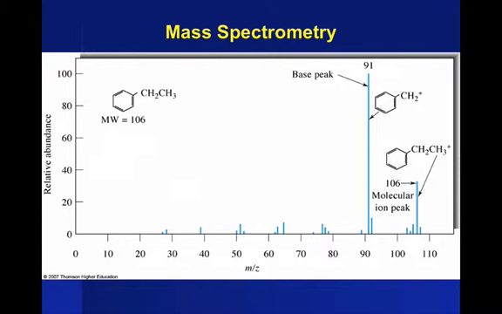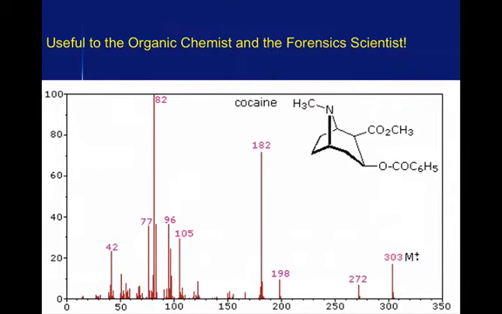It destroys the sample during the analysis because we're removing electrons from it and it decomposes. Okay? This technique is also very useful for forensic scientists. This is how they determine illicit drugs, for the most part, is by mass spec. Okay? So this is a structure of cocaine. Cocaine has a molecular weight of 303.